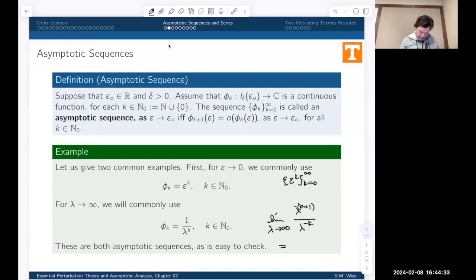All right, so what do we have then? This is lambda to the k over lambda to the k plus 1, which is just going to be the limit of 1 over lambda. Lambda's getting large, so that's going to 0. So generically, in every instance, this holds.